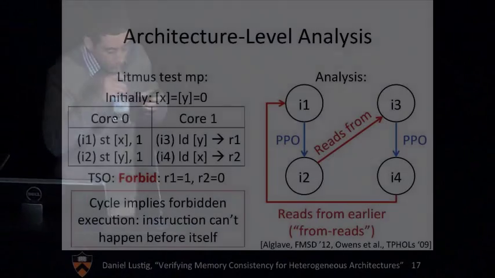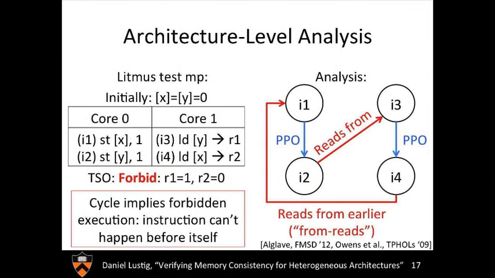OK, so this would be the... Oh, go ahead. So in this example, how did you know to have a different relation for reads from and reads from earlier? I mean, is it clear from the code on the left that you need to use these two different relations, or could they both be reads from?